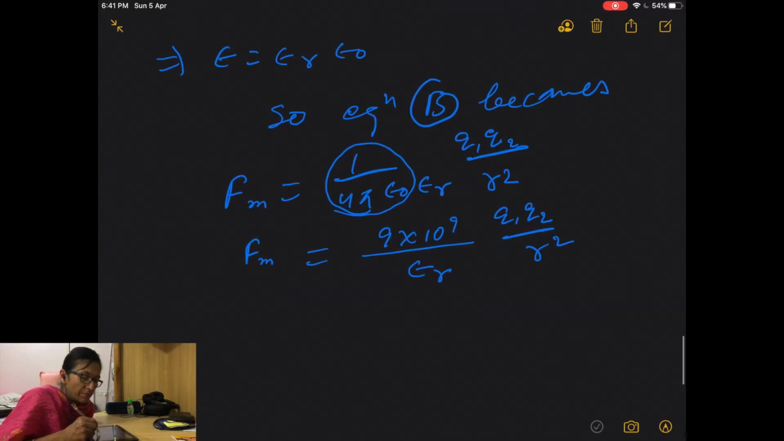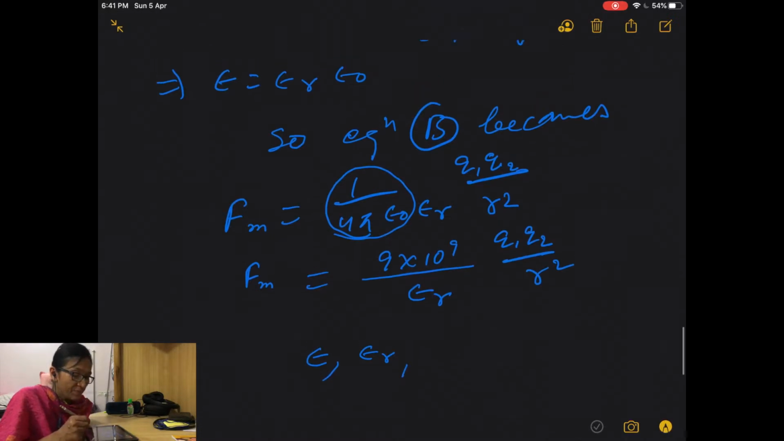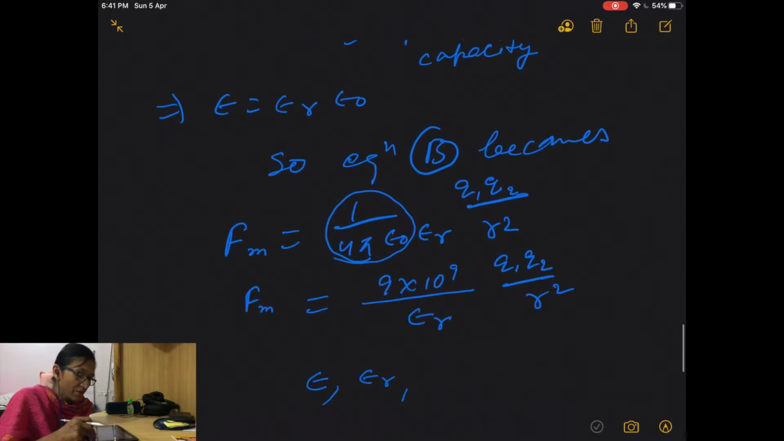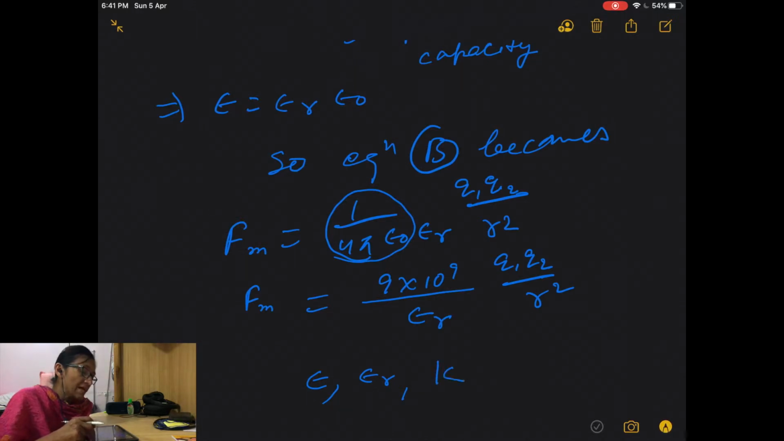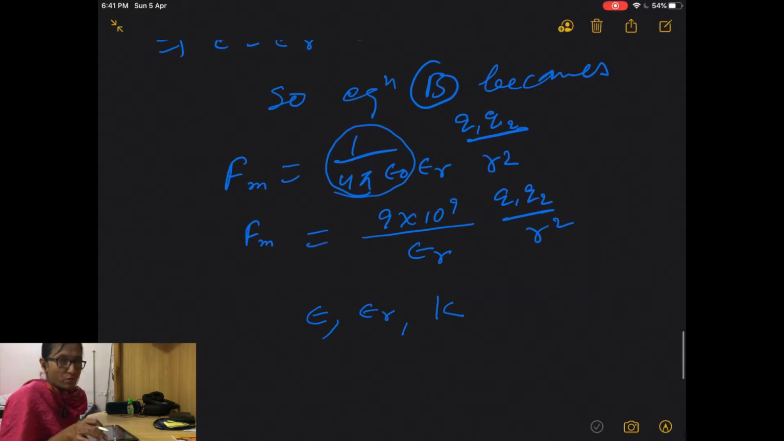So sometimes we will be given permittivity. In some questions you will be given permittivity, but in some questions, in place of permittivity, you will be given relative permittivity. Then also you have to do it in this way. In some questions you will be given dielectric constant K. So the same formula but different terms will be given in numericals.